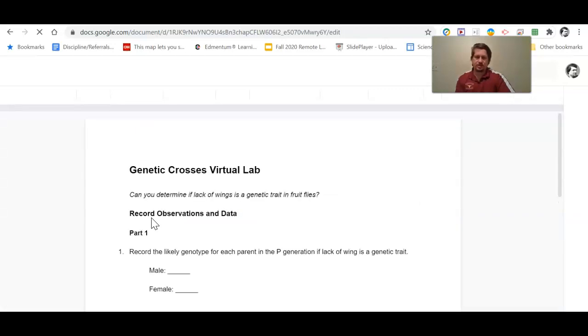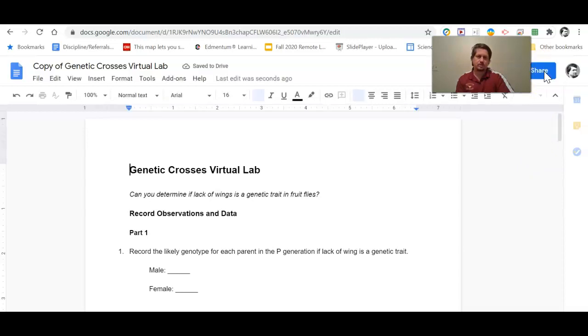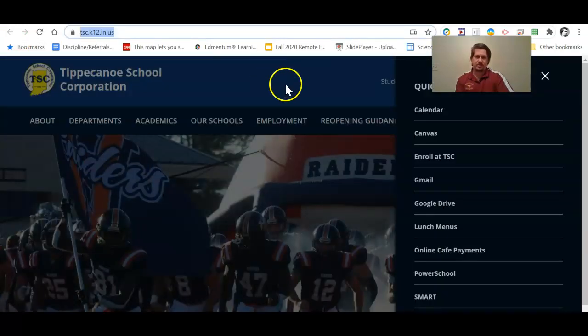Here is what that document looks like. First thing you should do before you get started, of course, is share it. So if this allows me to share it, I will. Share. Share it with me. Okay. Now, for the Pearson Realize activity, if you've forgotten how to get there, you'll need to go through PowerSchool.